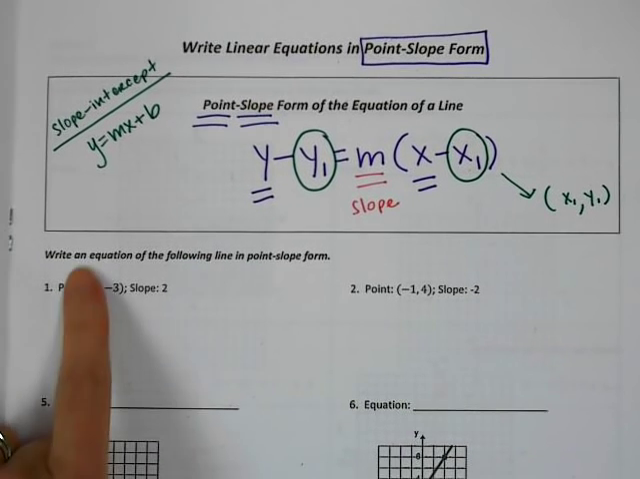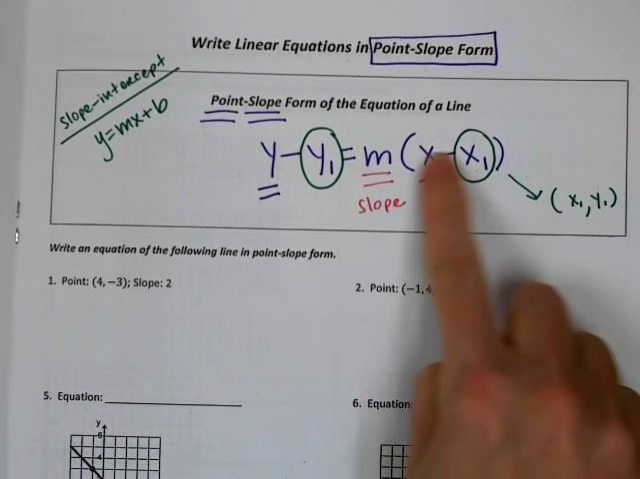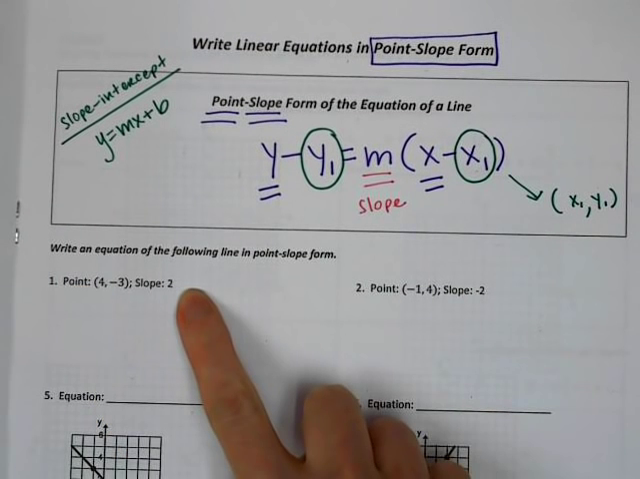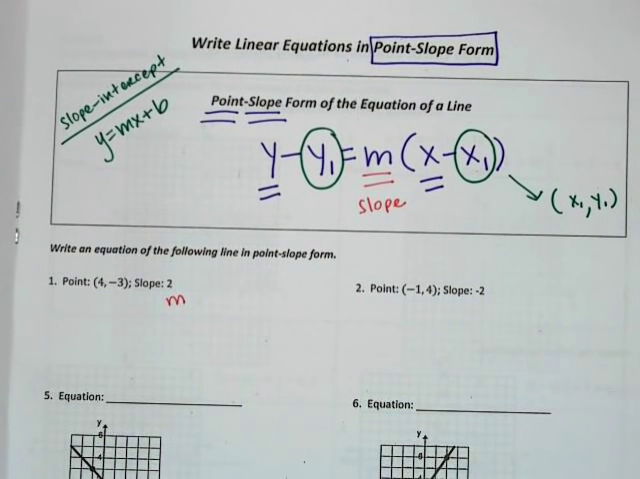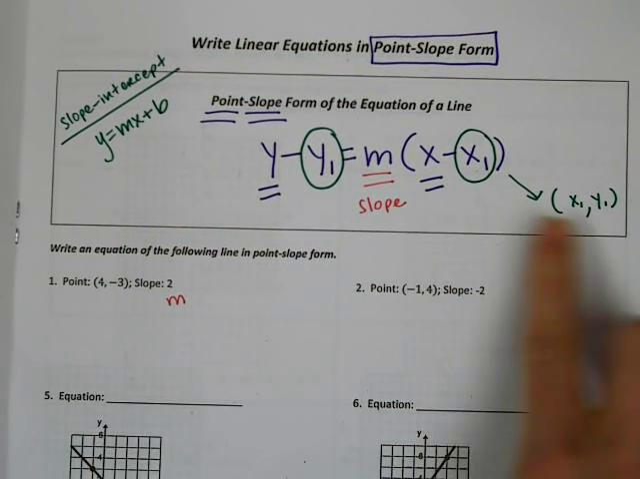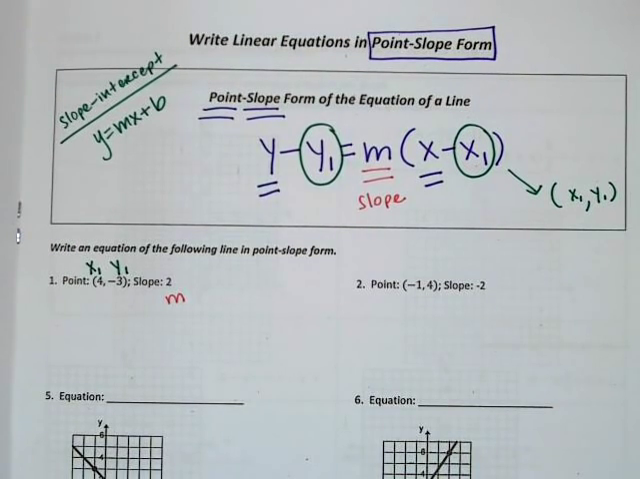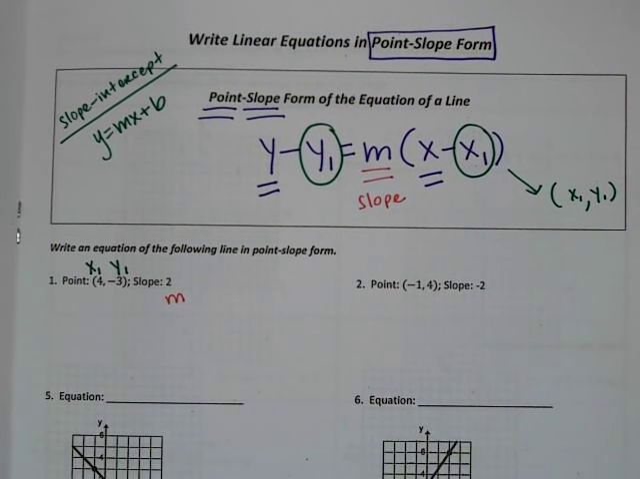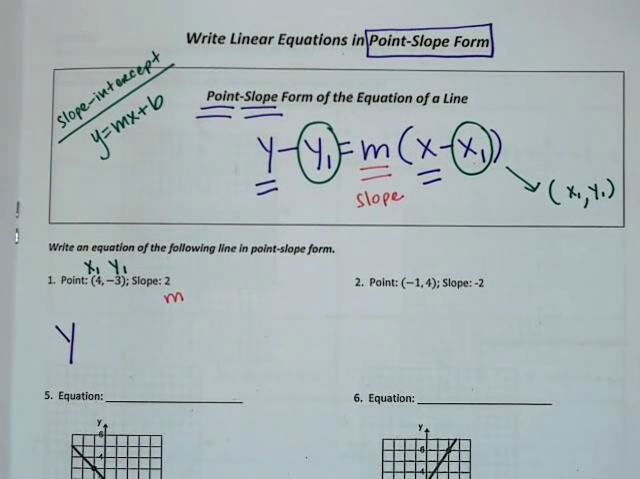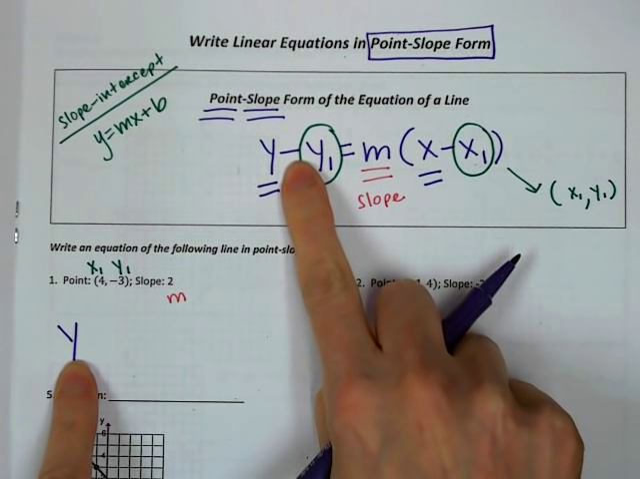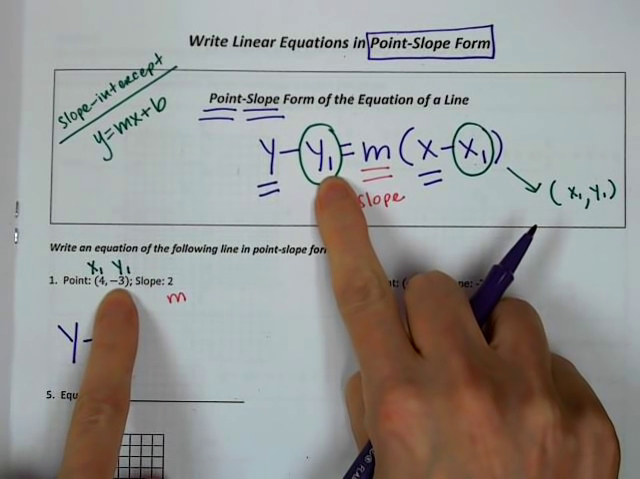So number one, it says write the equation in point-slope form. We're literally going to follow this formula and plug this stuff in. First of all, the slope is always m, and the point is always x1, y1. Now we're just going to plug everything in. This y is just going to stay a y. Then we have a minus sign, and then we have y1, which is negative 3.